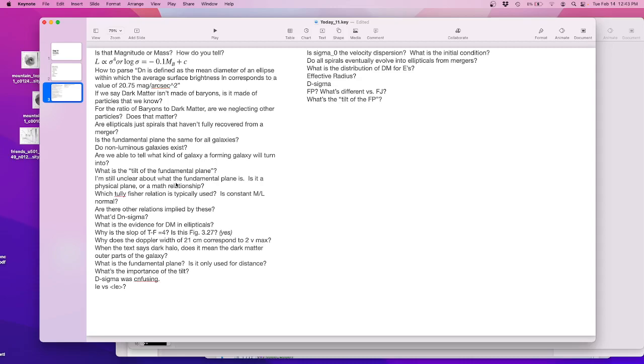This sentence threw people off. dN is defined as the mean diameter of an ellipse within which the average surface brightness corresponds to a value of 20 magnitudes per arc second squared. So this is kind of a funny definition because it's defining the radius not by an integral, but by the bound on an integral, which feels kind of backwards.